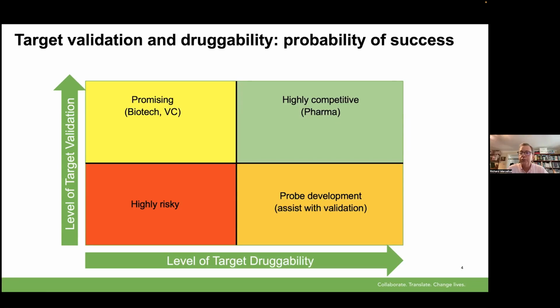A lot of the work we do with collaborators is in the bottom right. We go after things we know we can drug in a reasonable time frame, but we don't really know its full biological role. That hasn't been worked out.